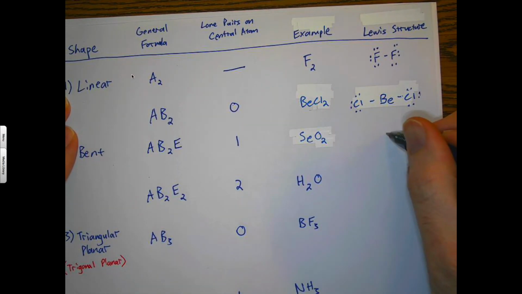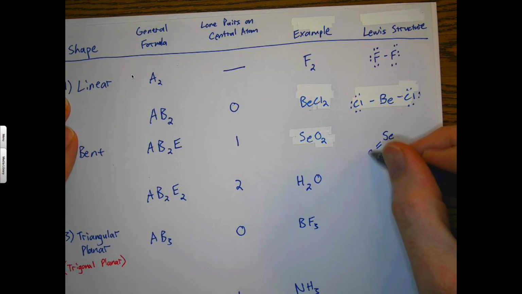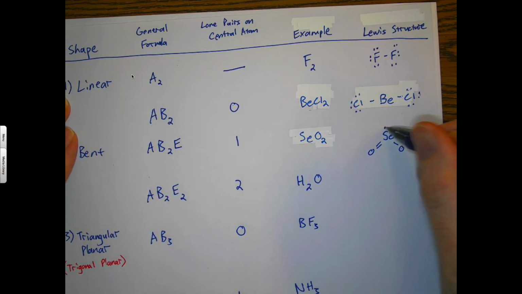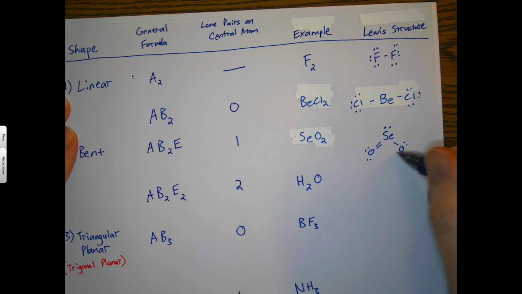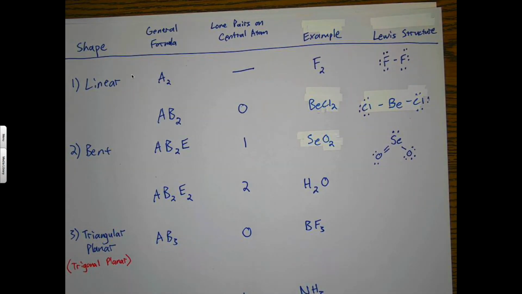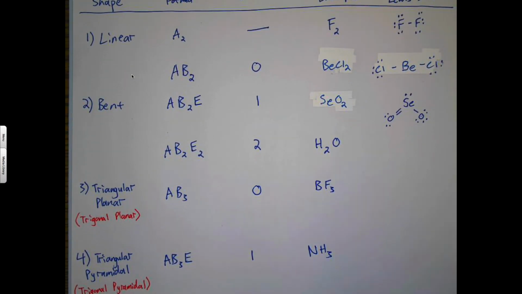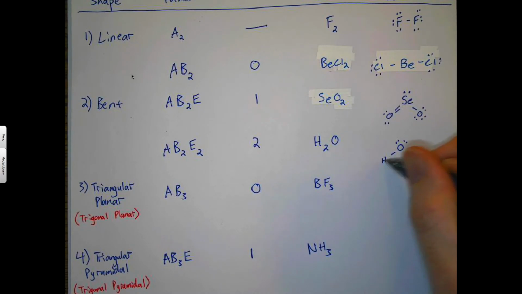Now this one is a very unusual one. It's hard to find an example of something with only 1 lone pair, but this is a good one. This is selenium dioxide, and it would only have one lone pair on the central atom. Now that one doesn't happen that often. The one that happens the most often is two lone pairs on the central atom. That would be water. Okay, so note that we're getting that bent shape. We're showing that bent shape.